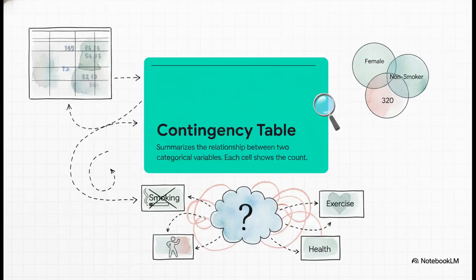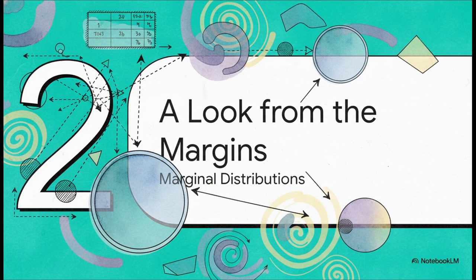Now, this type of table has a fancy name. It's called a contingency table, or you might hear it called a two-way table. Honestly, it's just the standard way statisticians lay out this kind of information. Each little box or cell gives you a very specific count. See that 320? That's telling us exactly how many females in our group are non-smokers. Simple as that.